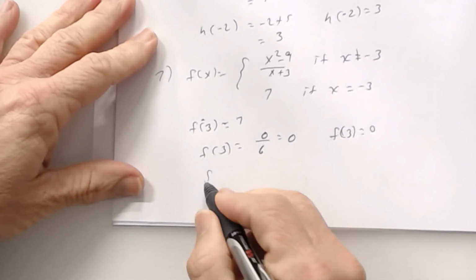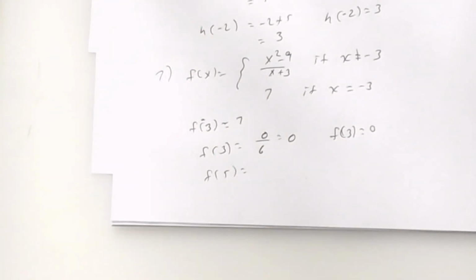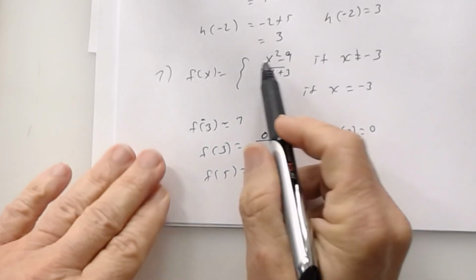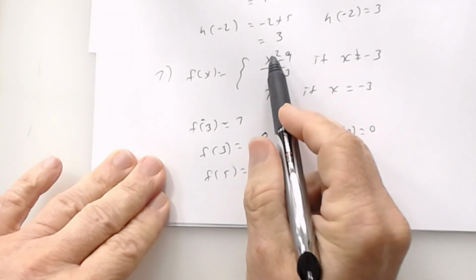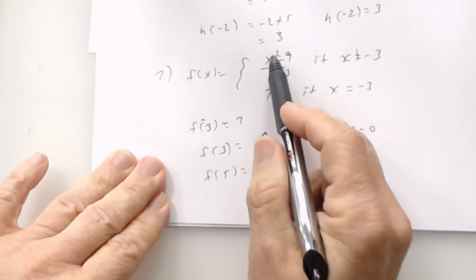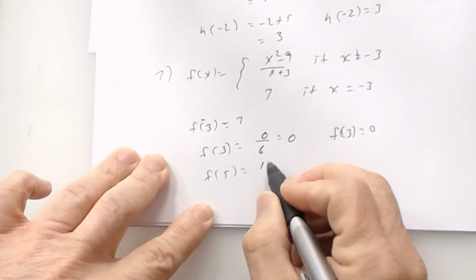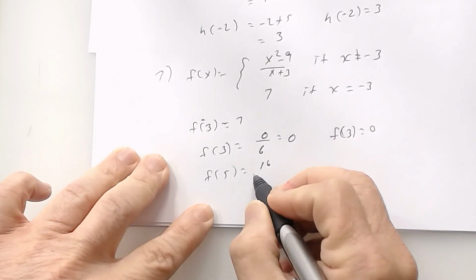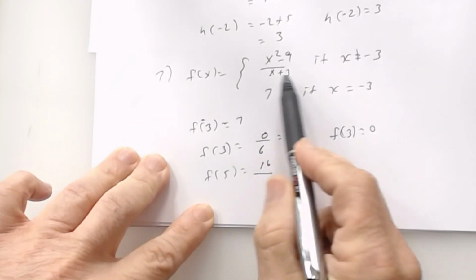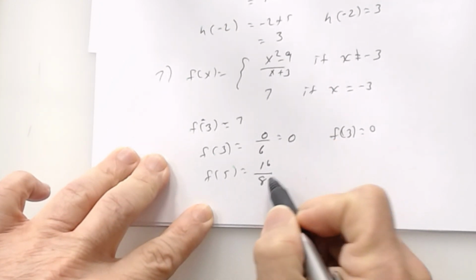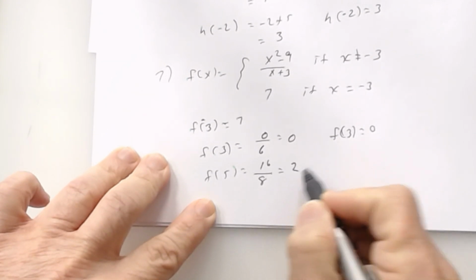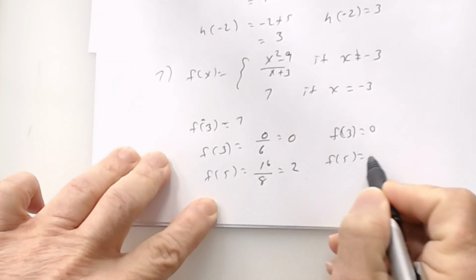What about f of 5? Which one do you use? Top one. All right, so I use the top function. What's 5 squared? What's 25 minus 9? 16. Okay, 16. 5 plus 3? What's 16 divided by 8? 2. So f of 5 equals 2.